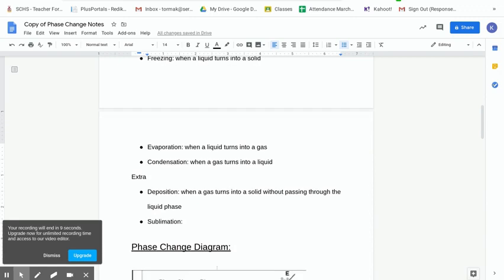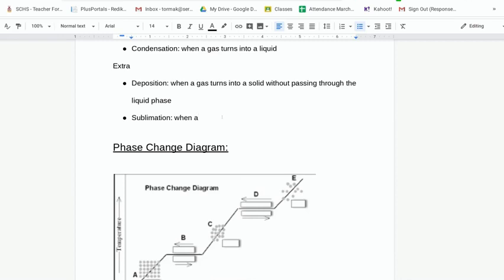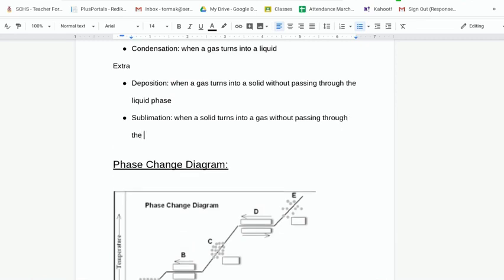Sublimation is the same thing except opposite. It is when a solid turns into a gas without passing through the liquid phase. So finishing up this definition, sublimation is when a solid turns into a gas without passing through the liquid phase.